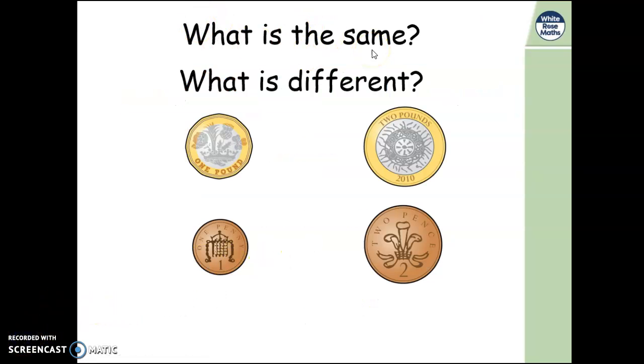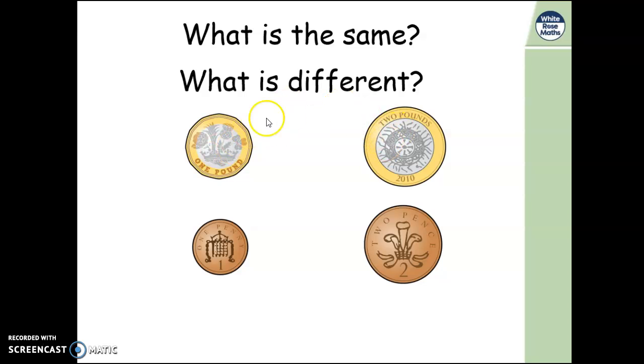To help you again remember the different coins, you need to look at what's the same and what's different. Well, the shapes and everything's different. This one's gold, this one's brown. This one says 1, this is 1. But this one says penny and this one says pound, so this one has more value.